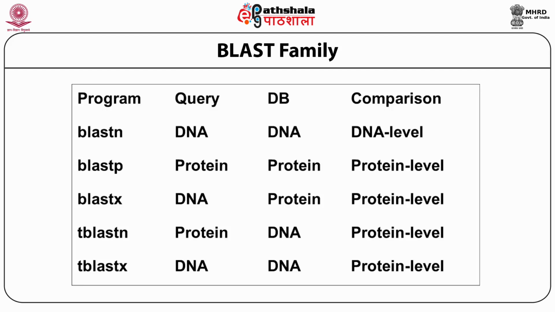As you can see, out of the 5 programs here, 4 of them search at the protein level. They give you more specific results. 1 of them searches at the DNA level, gives you more random hits.